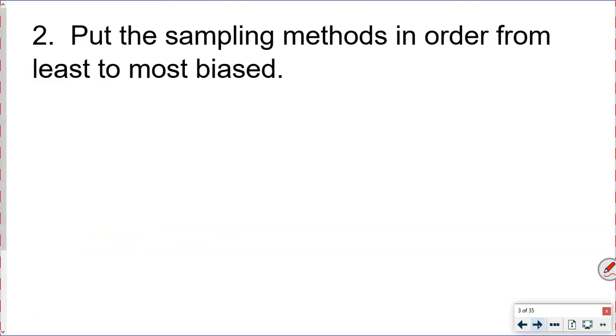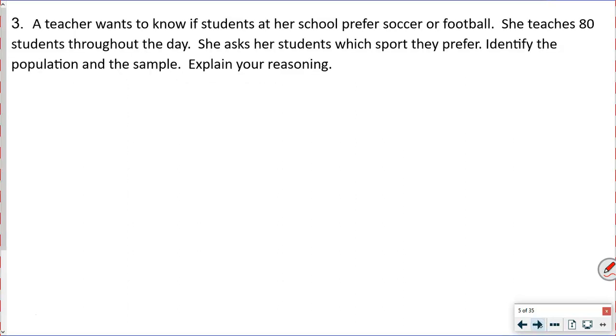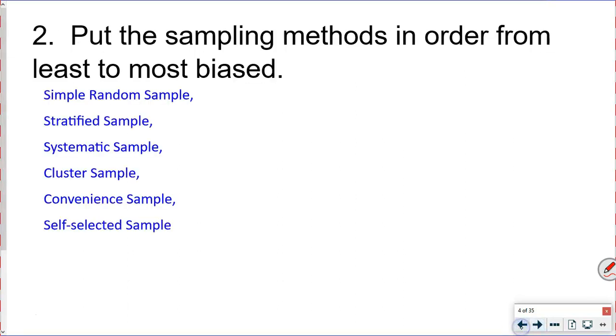So we're going to put the sampling methods in order from least bias to most bias. That means that we've got simple random sample as our least bias, then stratified, and that's because in stratified, we have some people from all the groups represented. We group them first, and then we have some people from all the groups.